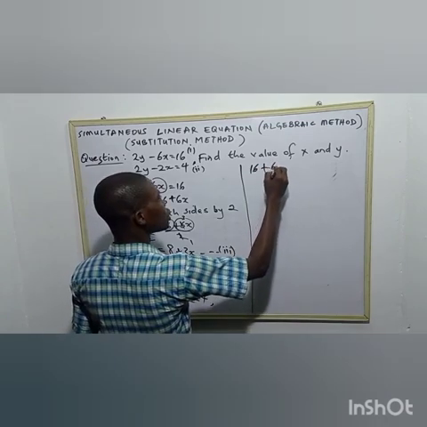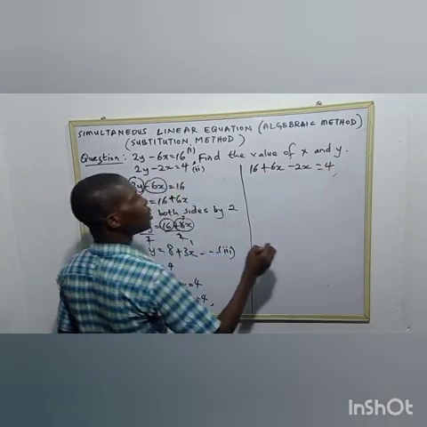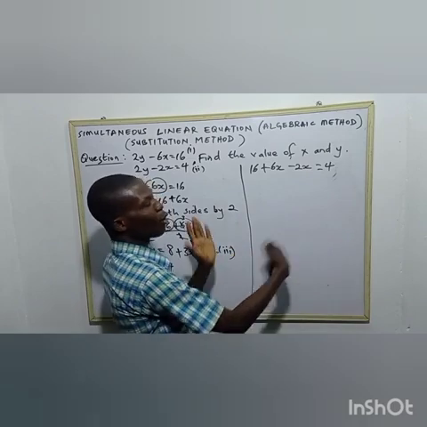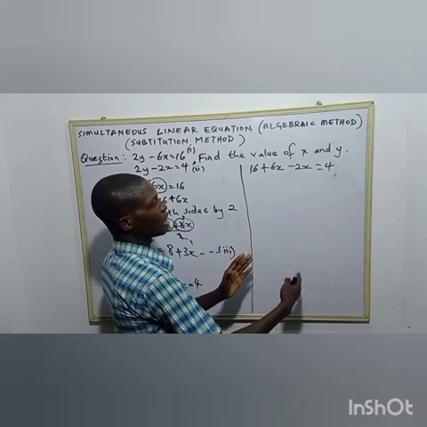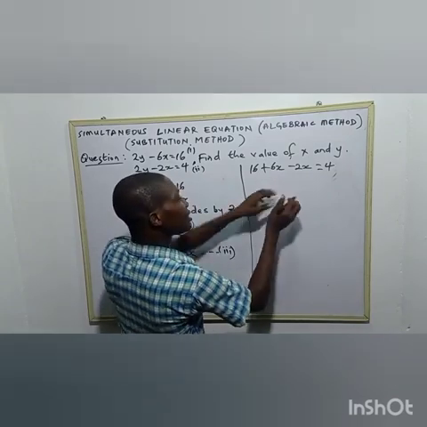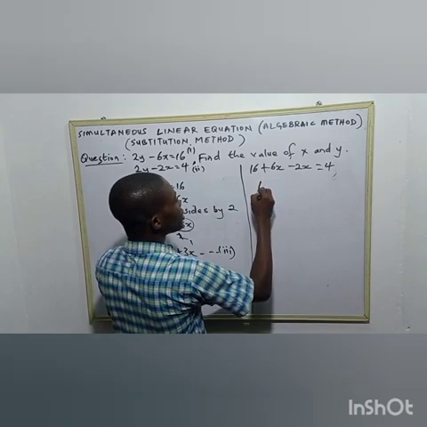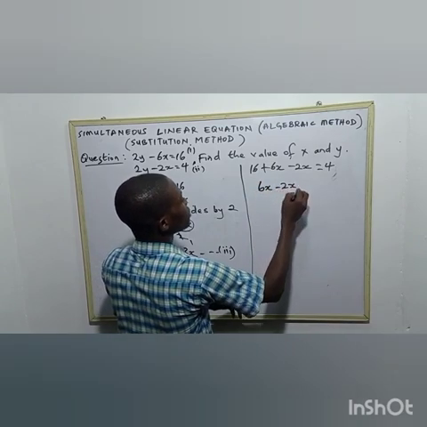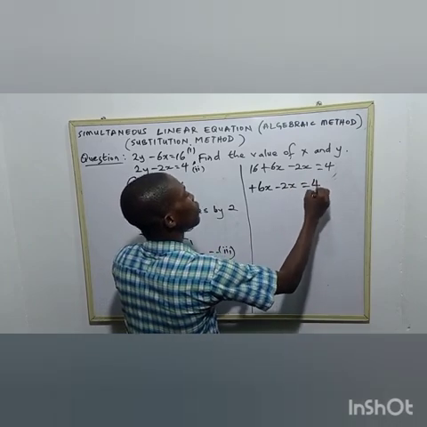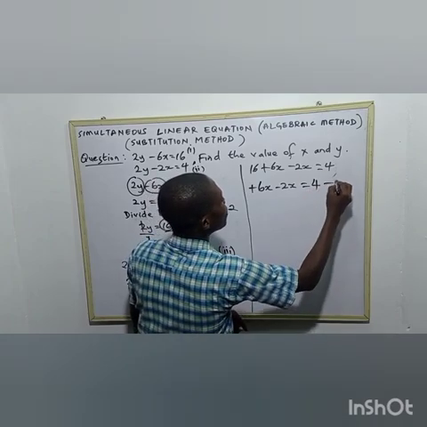Plus 6x minus 2x equals 4. Let us collect like terms. Those that look alike go on one side of the equation, the others that look alike on the other side. So let the x terms remain: 6x minus 2x, equal to the 4, and bring this one here, which will be minus 16.